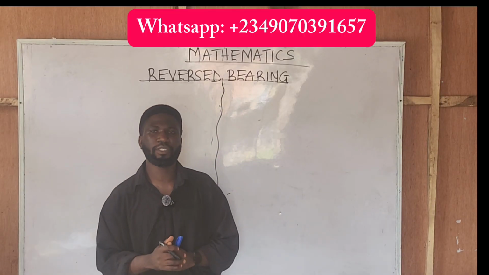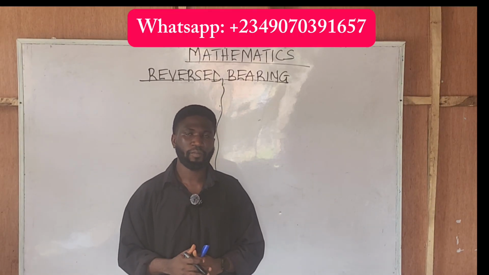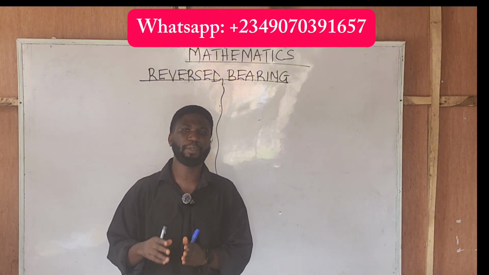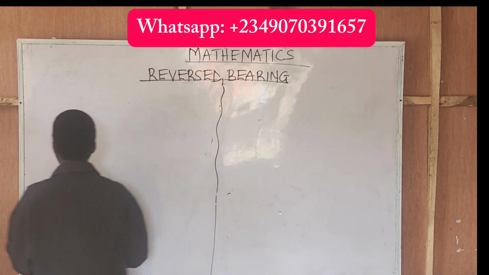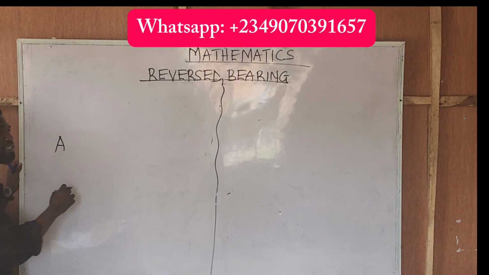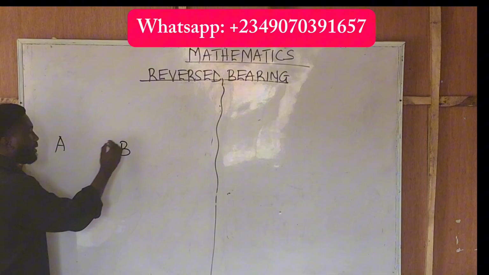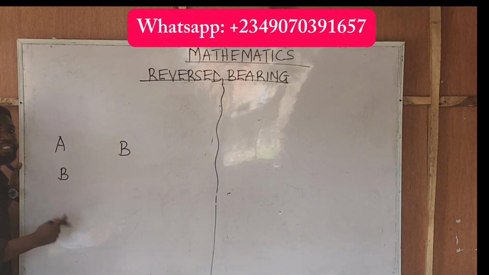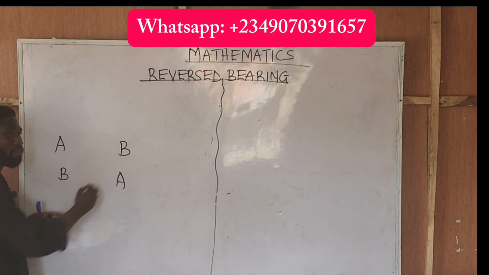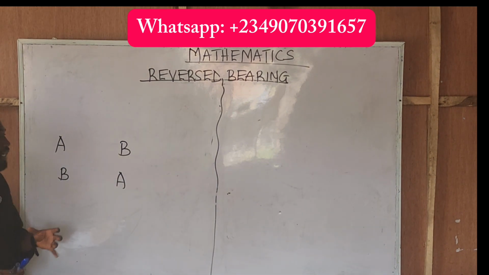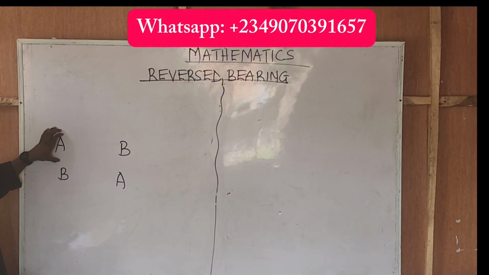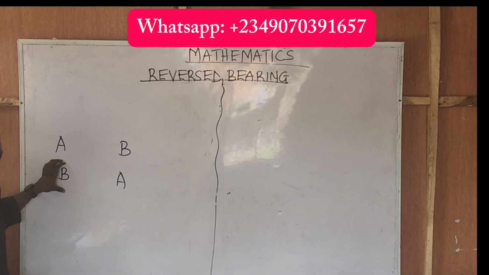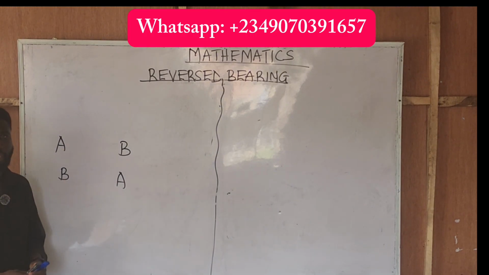So here is a very simple concept behind the topic that we all need to know, and it goes this way: if the bearing of point A can be described from point B, then the bearing of point B can also be described from point A. It's such a very simple concept. Again, if the bearing of point A can be described from point B, then the bearing of point B can be described from point A.